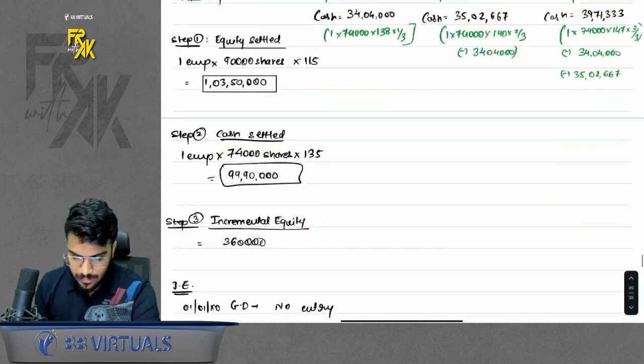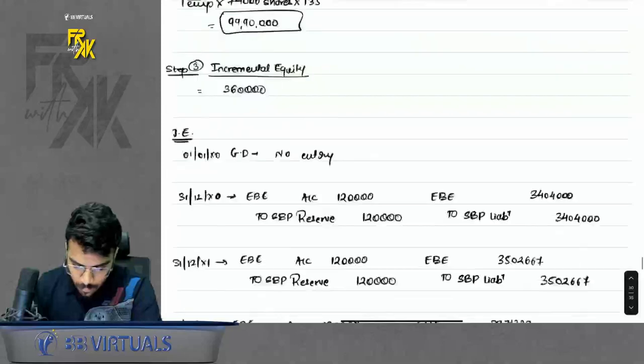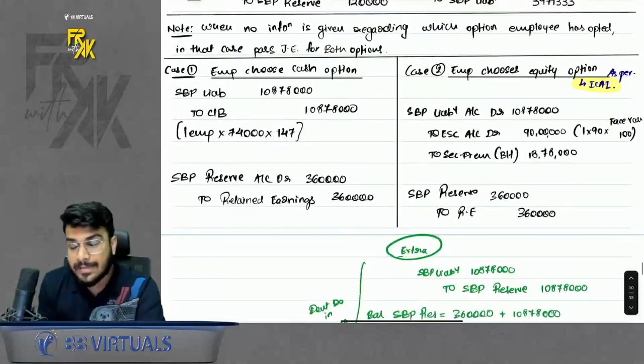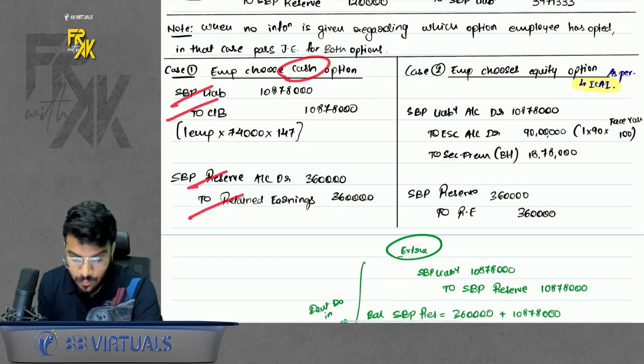Yes, sir. Acha, there was one more question, illustration number 6. Based on the same grounds, you can solve it on your own. The only thing I discussed extra was both the options. What if the employee chooses cash? We already know: liability to cash bank, then reserve to retained earnings.